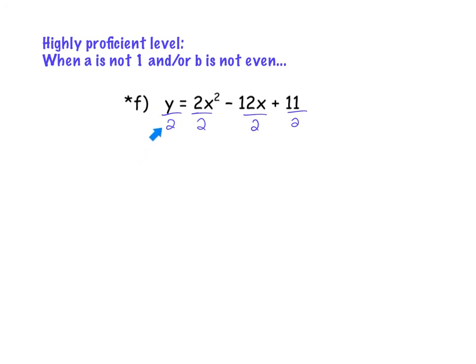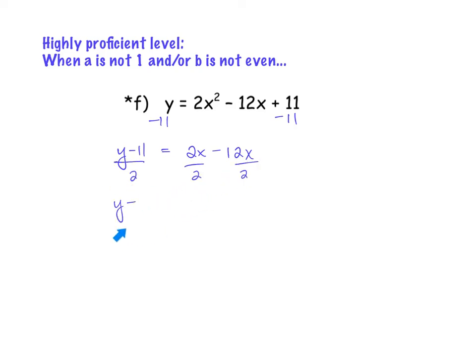Setting this over here, we're going to have y over 2, maybe. Well, that's one way to go. We can do that first. The other way is to subtract 11 first. So we've got y minus 11 equals 2 minus 12x. Now we can divide by 2. Either order of that would have worked, by the way. So y minus 11 over 2 equals x squared, that I had forgotten, minus 6x.